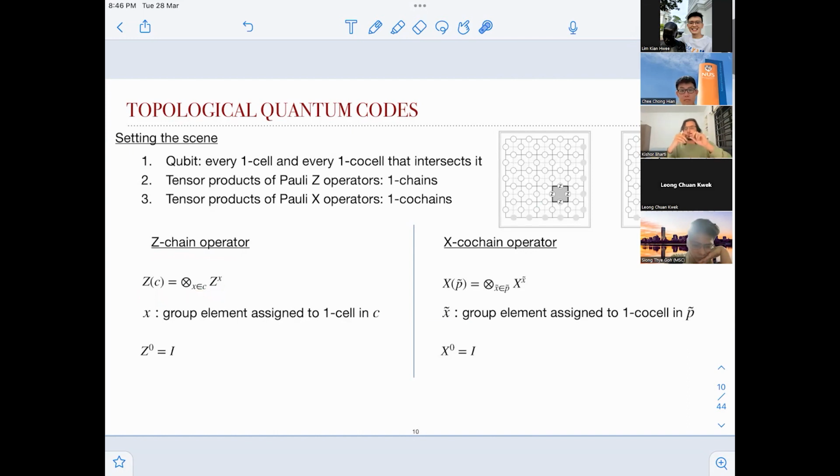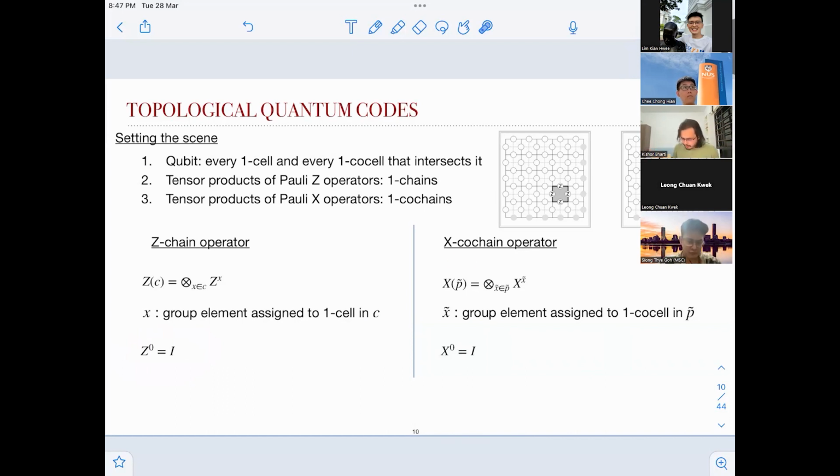So depending on whether a set of sites is involved, Z will act there. If it's not involved, then it will be Z to the power 0, which is the identity, so it will act trivially on those sites. X is basically a group element assigned to one cell in C. And Z to the power 0 is basically the identity.